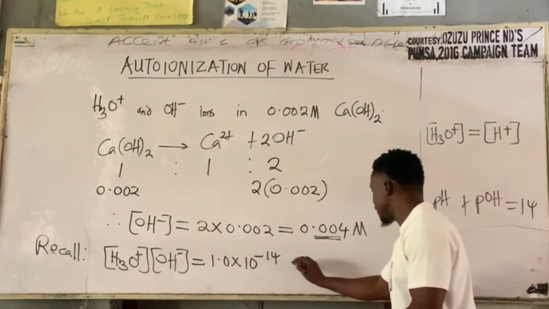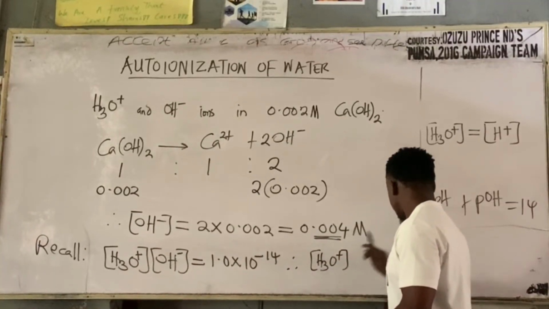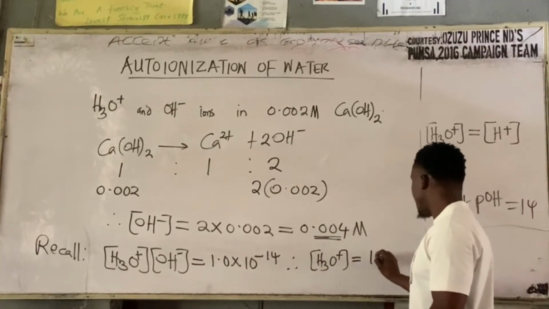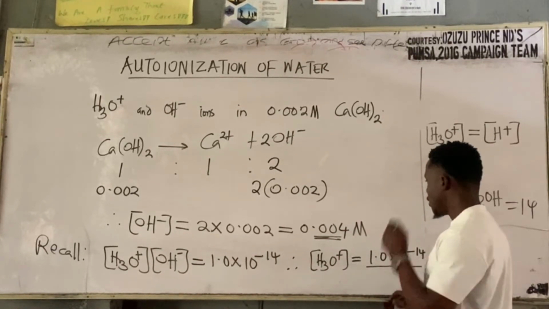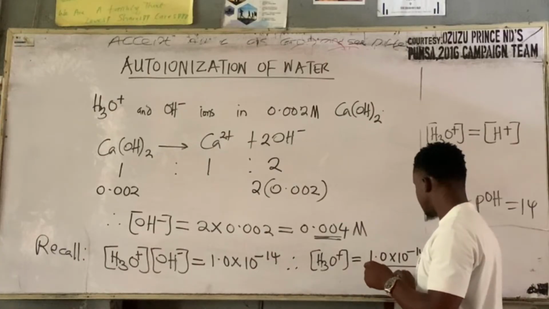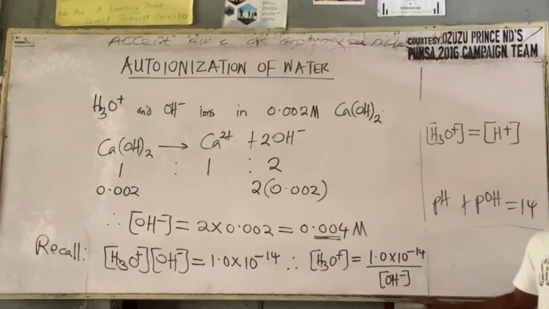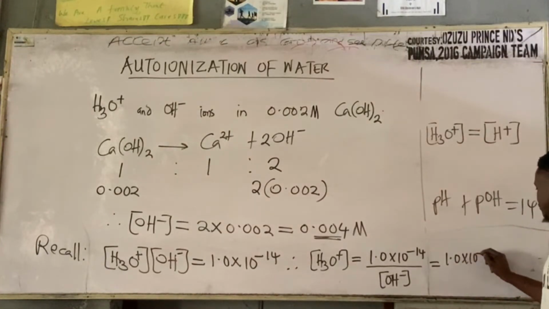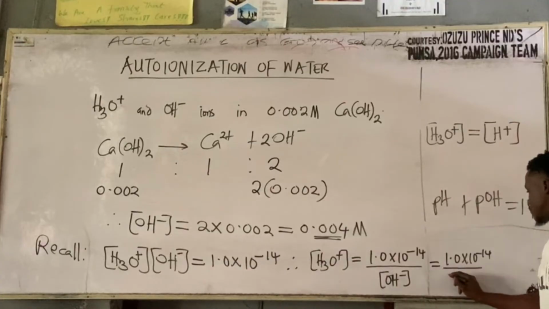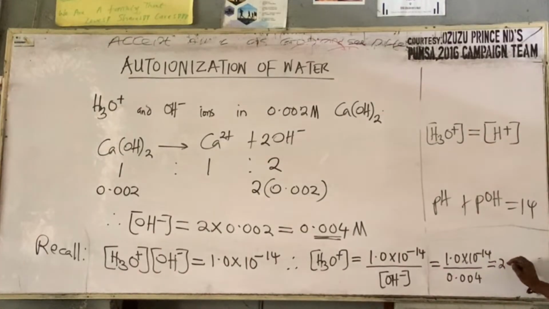So if you make this the subject of the formula, H3O+ now becomes 1.0 times 10 to the power of minus 14 all over what? Let's do this one first. This is 1.0 times 10 to the power minus 14 over 0.004. What's the answer here? 2.5 times 10 to the power of minus 12.